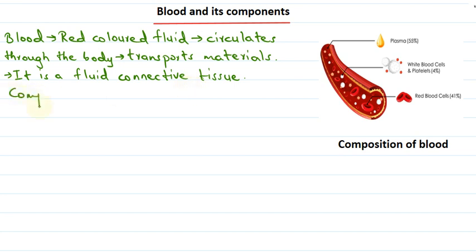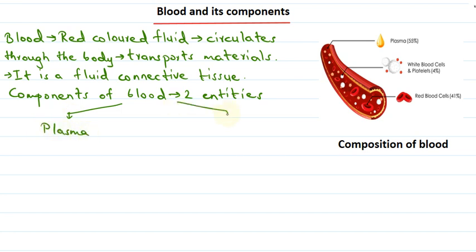So now let's look at the various components of blood. Broadly we can say that blood is composed of two entities on a broader scale, and these two entities are, one is plasma and the other is blood cells.